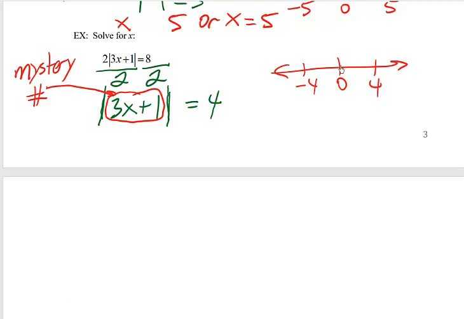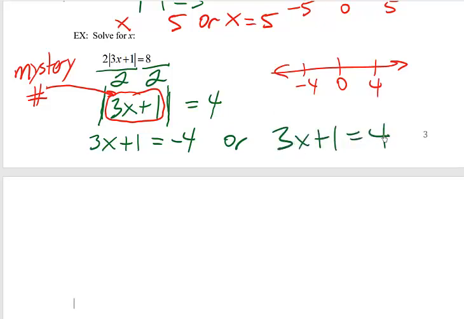Another way to say it is, if I want to walk 4 spaces, there's only 2 places I can end up from 0. At -4, 4 spaces to the left, or at +4, 4 spaces to the right. I use that in order to list my possibilities for the mystery number. So my mystery number 3x plus 1 could be -4, or my mystery number 3x plus 1 could be +4. Mystery number and value. Once the bars are gone, now you can touch the 1 and the 3 and all those normal algebra things. In fact, you're going to have to do it twice in order to get the solution.